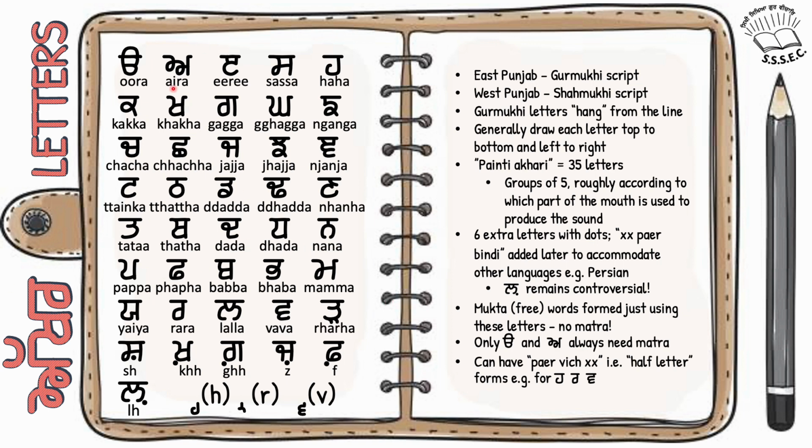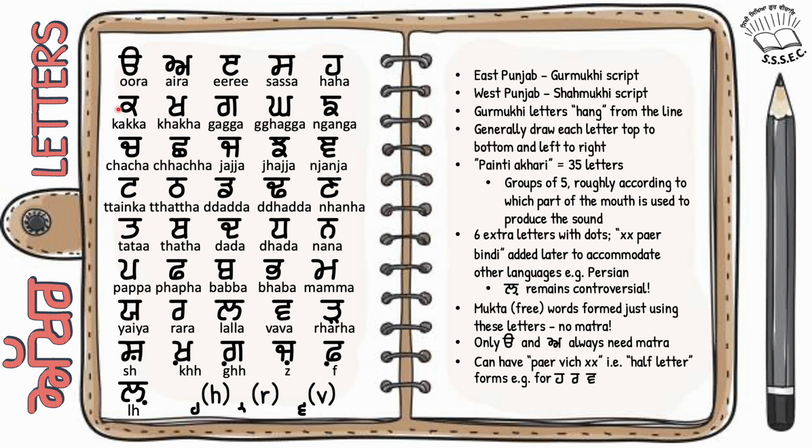And Gurmukhi is written from left to right, so when you're writing the letters, you start at the top and the left generally, and you generally go down towards the right, but obviously it depends on the shape of the letter. Gurmukhi is also known as Banti Akhri. Banti means 35 and Akhar means letter, and there are 35 letters in the Gurmukhi alphabet.